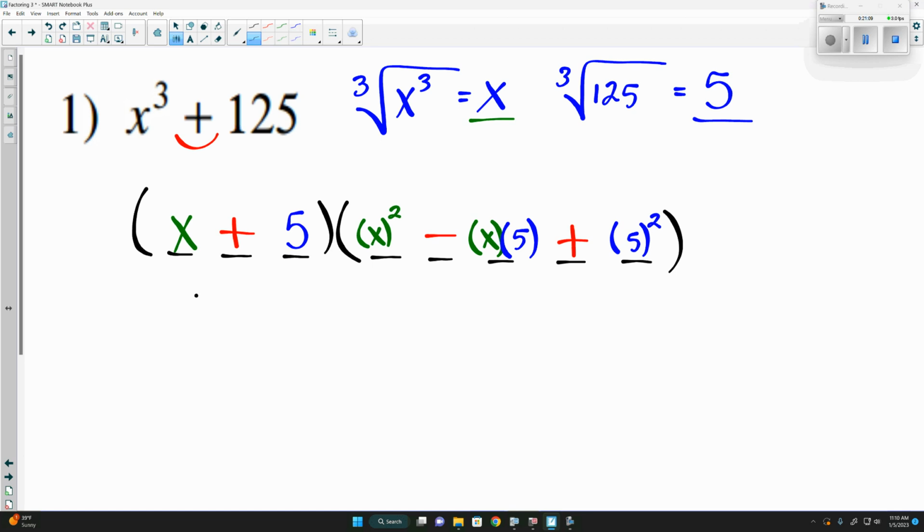Now at this point here we can simplify. Our first set of parentheses is going to be x plus 5. Now our next part is simplifying the bigger set of parentheses.